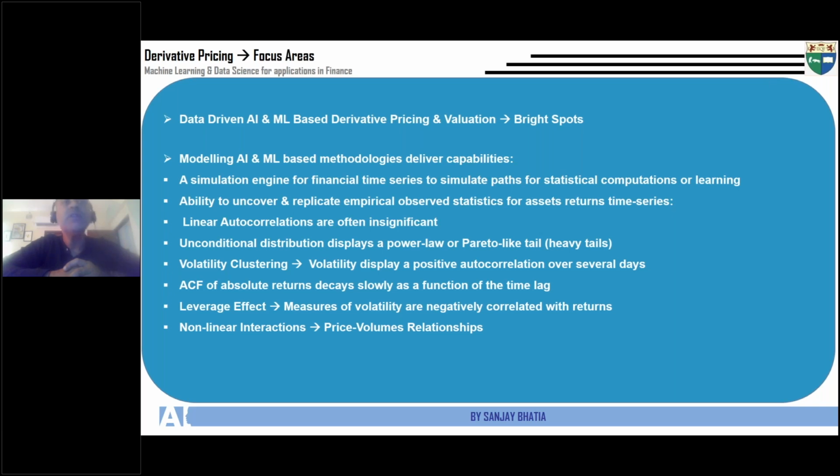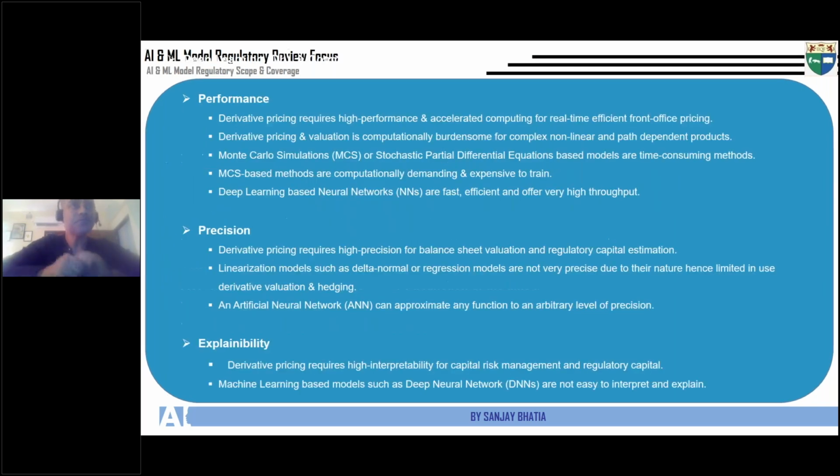Then there are non-linear interactions in the price and volume relationship, which is very important. Generally the price and volume are not linearly related but rather non-linearly related, right? So we need to capture what volumes are being traded in the market, and how market liquidity, or the traded volumes, have a bearing on the price. That particular relationship is not linear, so that non-linearity also needs to be captured in the model.